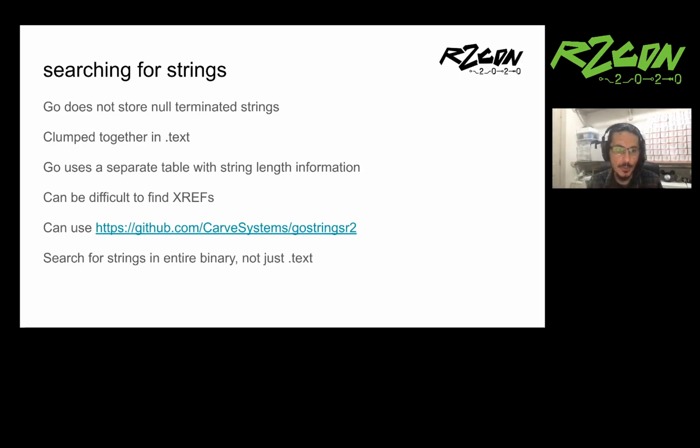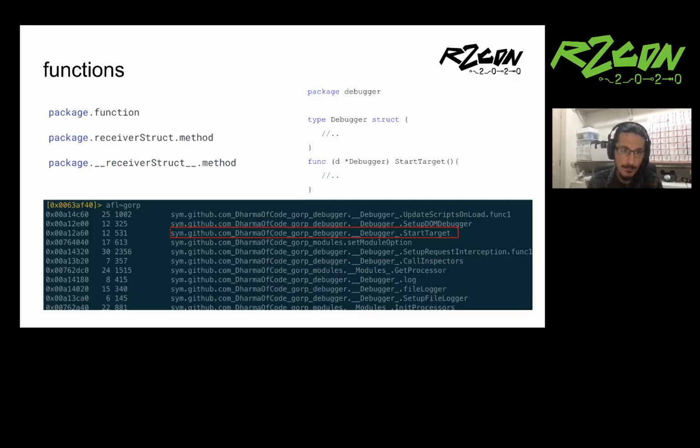Now you can use some tools like this one, which is a nice tool that uses the radare2 API for Python to be able to do a little bit faster string searches if you want to focus on that. And again, search for strings in the entire binary, not just the text section, if you are interested in searching for specific strings. Functions. So in Go, we have this particular structure.